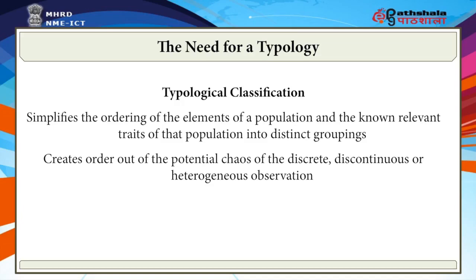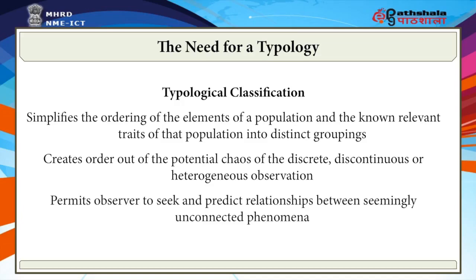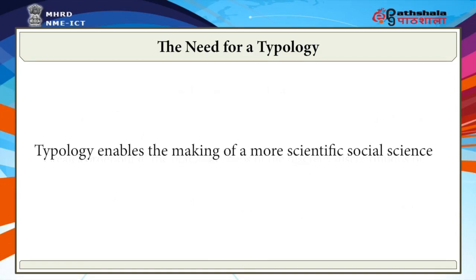But in so codifying phenomena, it also permits the observer to seek and predict relationships between phenomena that do not seem to be connected in any obvious way. In other words, with the potential for codification, prediction, and precision, typology enables the making of a more scientific social science. So, keeping in view these uses, it is worthwhile to know about typologies.